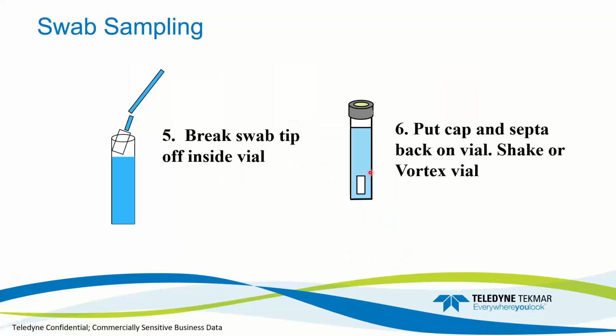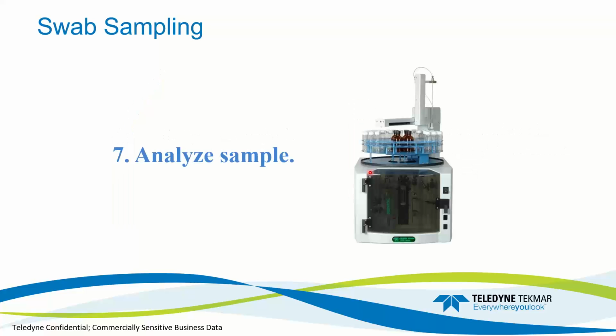We break off the swab tip inside the vial. We put the cap and septum back on the vial, shake or vortex, and then we analyze that for our background on the TOC system, which will be the UV persulfate Fusion that we have here on the screen.